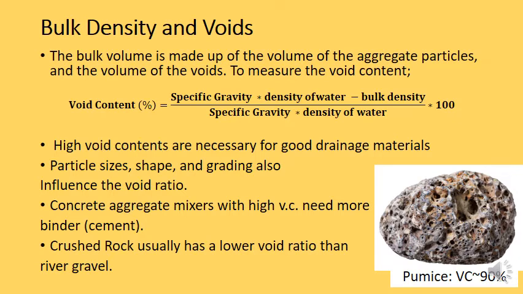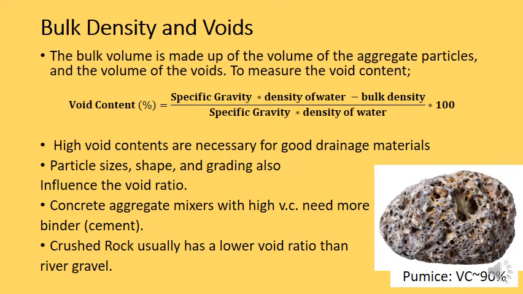Now finally, crushed rock normally has a lower void ratio than river gravel. Crushed rock, the rocks are really angular, really jagged. River gravel, the rocks and the aggregate particles are really smooth and round.